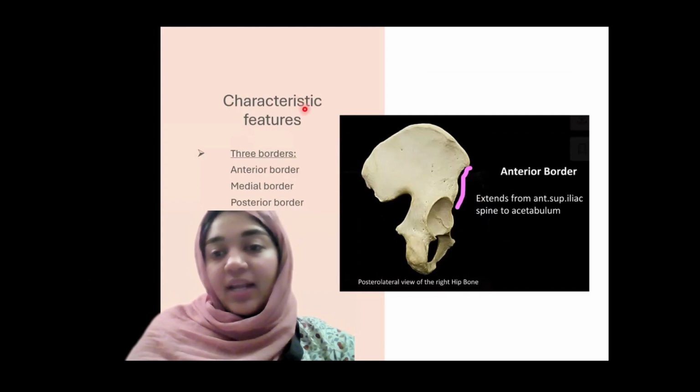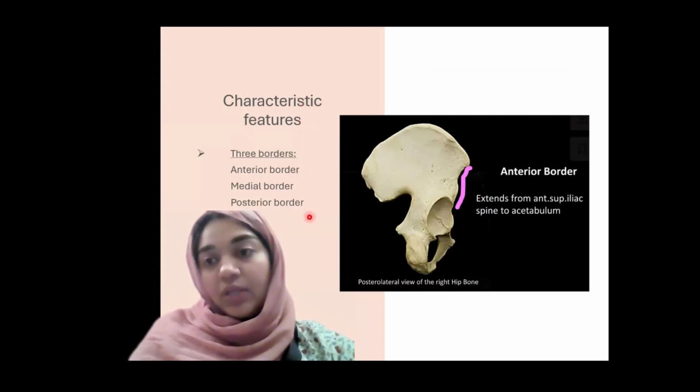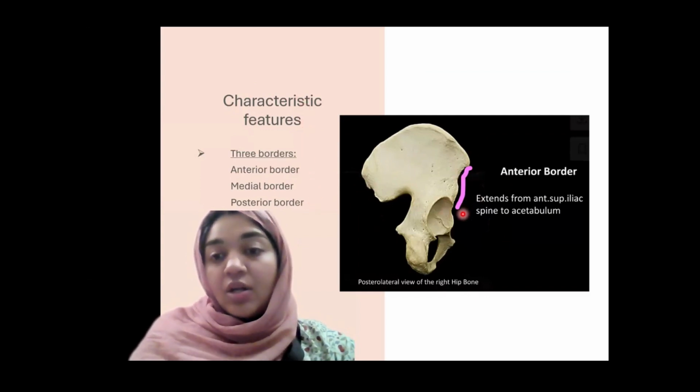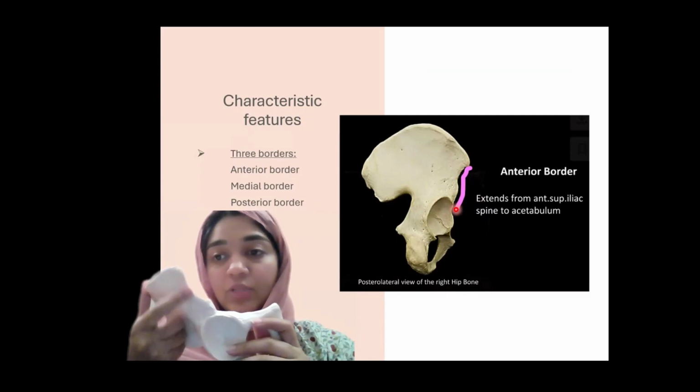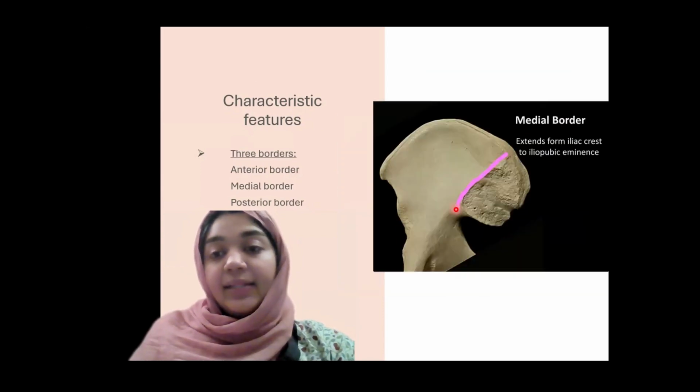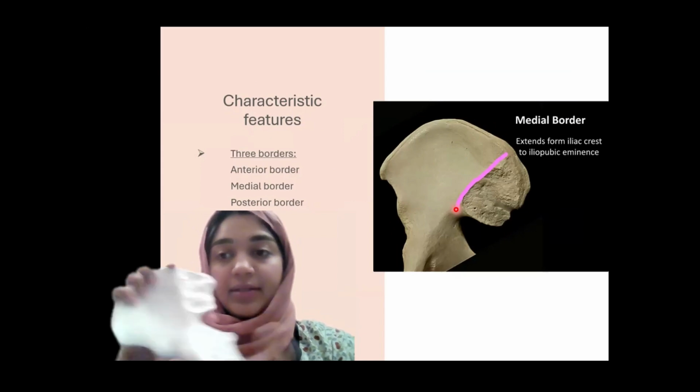Now we have three characteristic features. We have three borders of the ilium. First, we have an anterior border, which extends from the anterior superior iliac spine to the acetabulum. Can you see here that the border extends from the anterior superior iliac spine to the acetabulum? And then the medial border, here is the medial border.